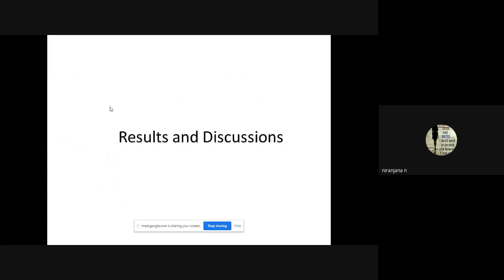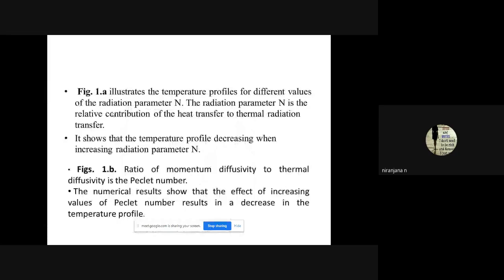And now I will move on to my results and discussion. I will put some graphs for velocity, temperature, and concentration profiles. Here, first I would like to show my temperature profile for the radiation parameter. Here, as the radiation parameter increases, the temperature profile decreases. And then the temperature profile for the Peclet number. Here also the same concept. The temperature profile decreases due to the increase in the parameter. And here you can see the explanation.